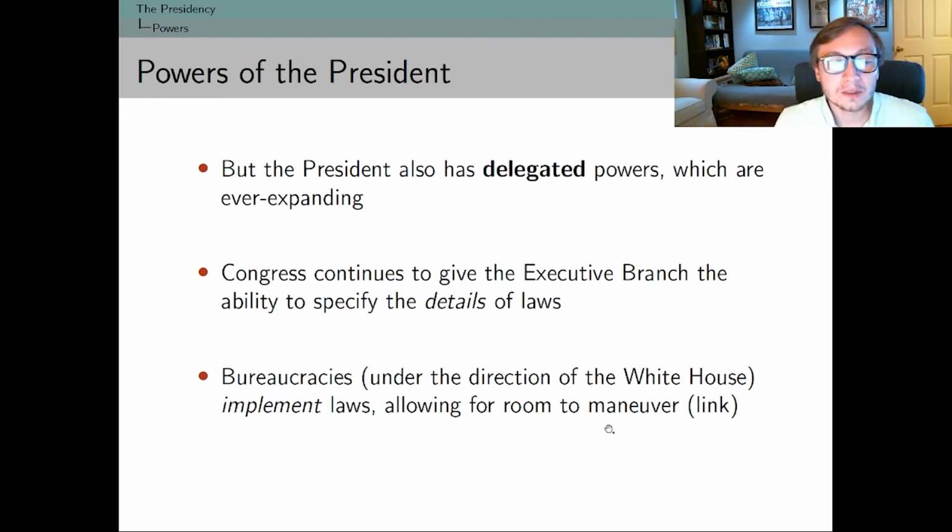And so in just a moment, we're going to see a depiction of the kinds of bureaucracies that exist under the direction of the White House. And we'll talk about some examples of laws that might be implemented by those bureaucracies and how delegated powers, essentially the idea that the executive branch has more and more authority to determine the details of that legislation, have expanded over time.